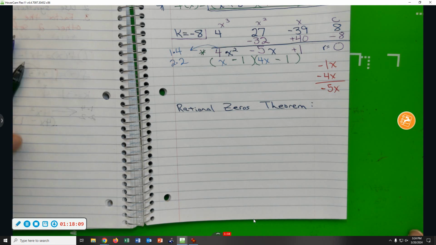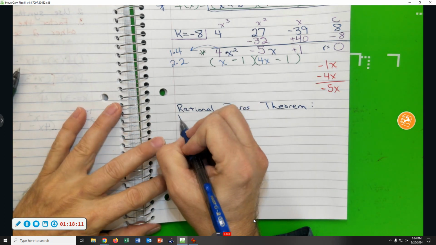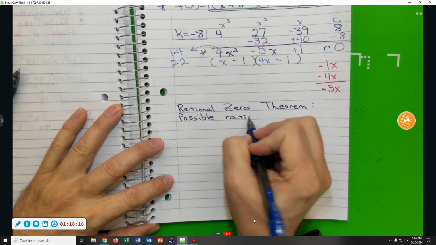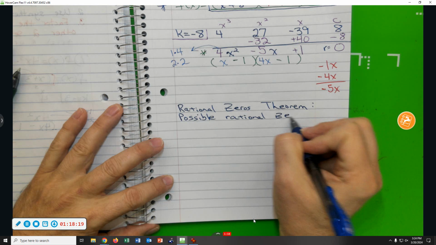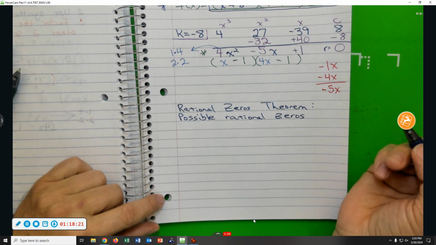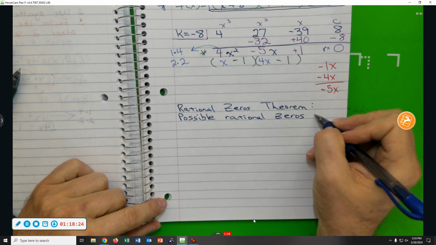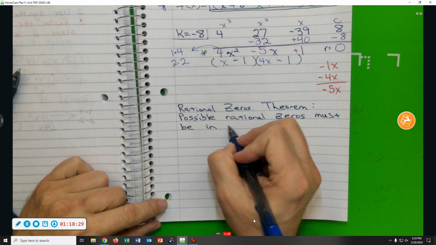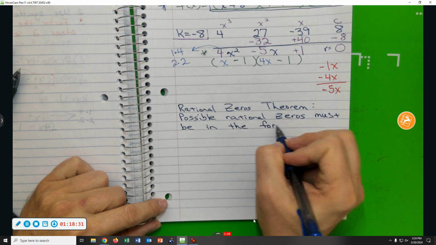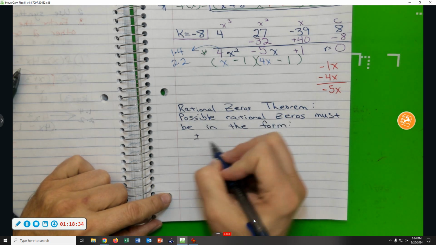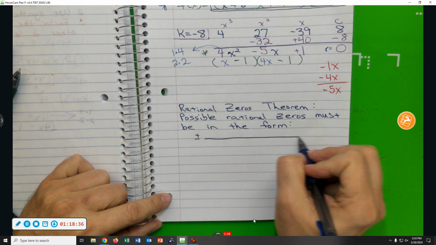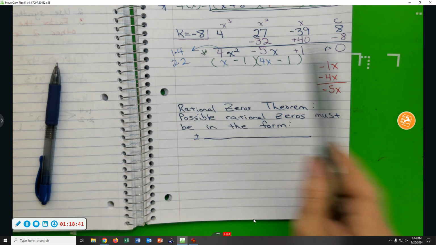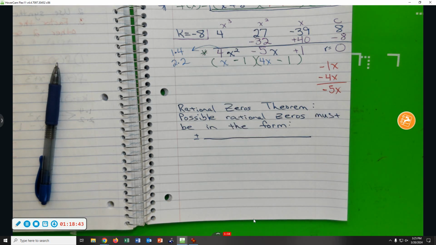Here's what the rational zeros theorem says. Possible rational zeros. And I think that'll be a buzzword in the instructions. Find the possible rational zeros. Must be in the form plus or minus, it's a fraction. There's a plus minus there. That'll take care of the various sign changes.